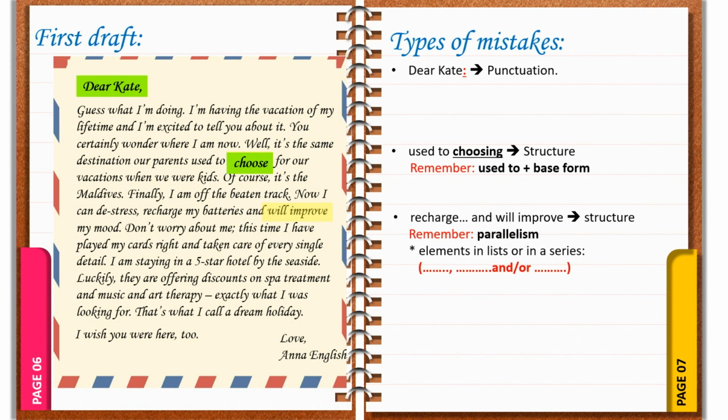Now I can distress, recharge my batteries, and will improve my mood. Remember what we said about parallelism. So here is a list of items. Distress, recharge my batteries, both are in the base form. Will improve is conjugated in the future. That's not correct. So let's restore the balance and correct the structure. Now I can distress, recharge my batteries, and improve my mood.